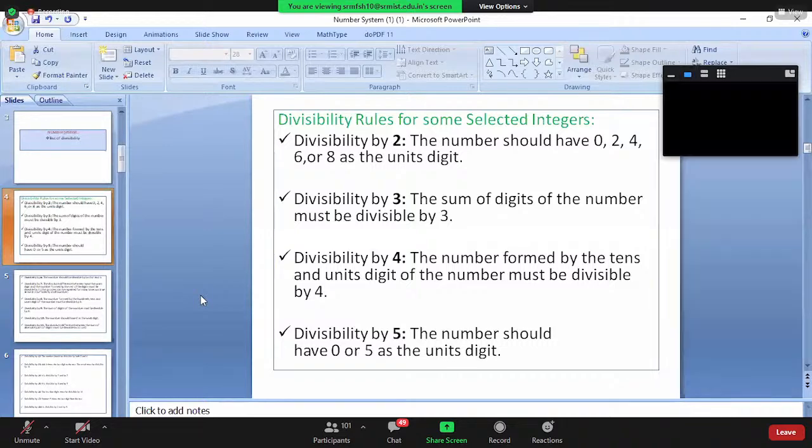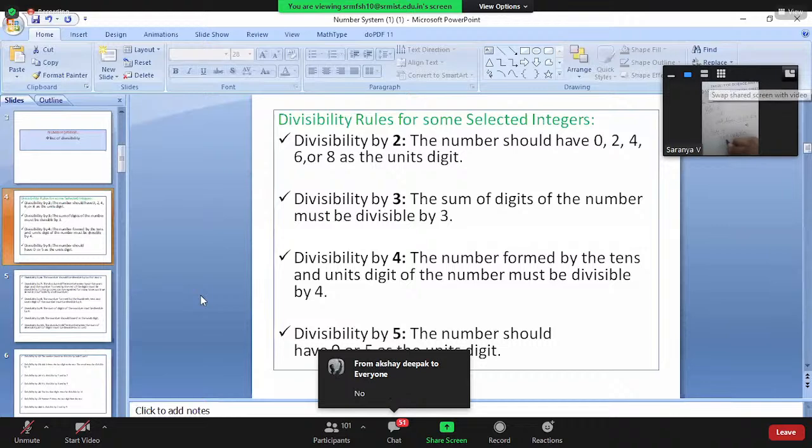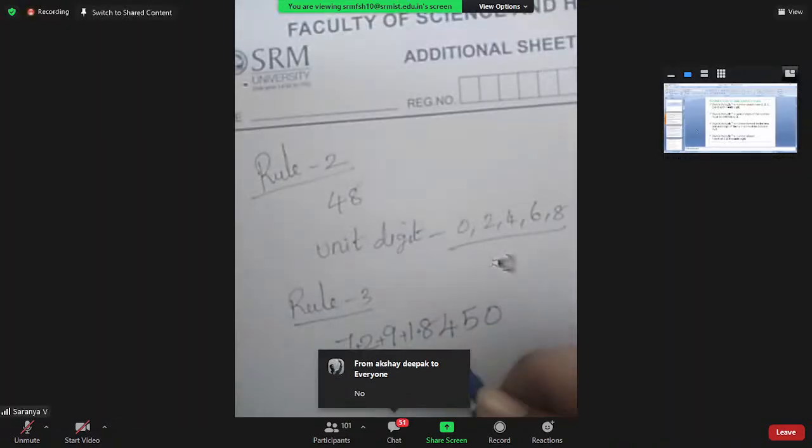The rule is just add all the numbers. Just add all the numbers. What is the sum? Post your answers in the chat box. What is the sum of all the numbers?